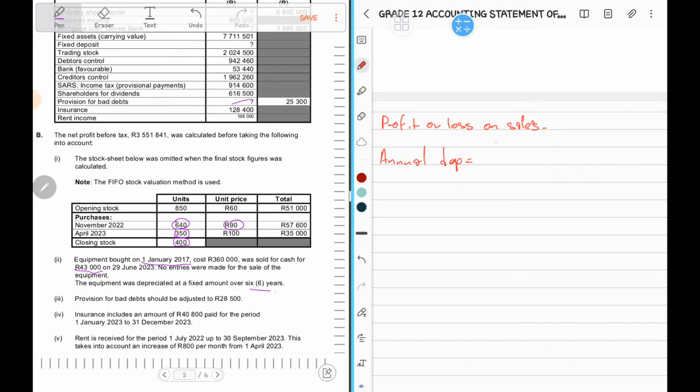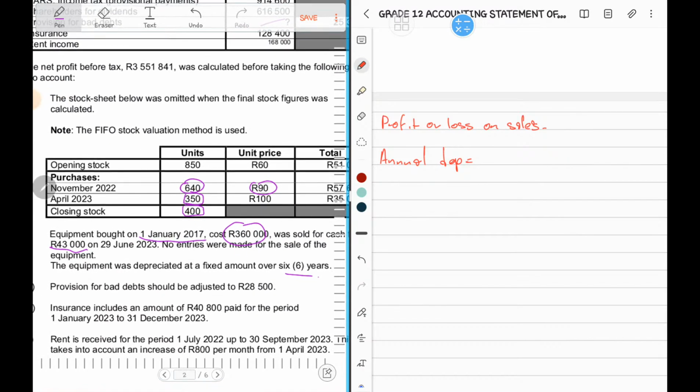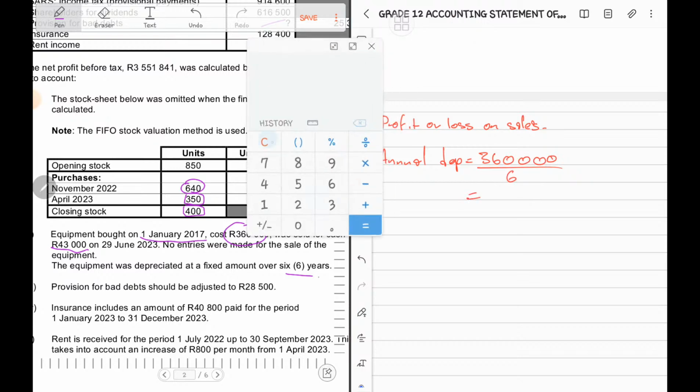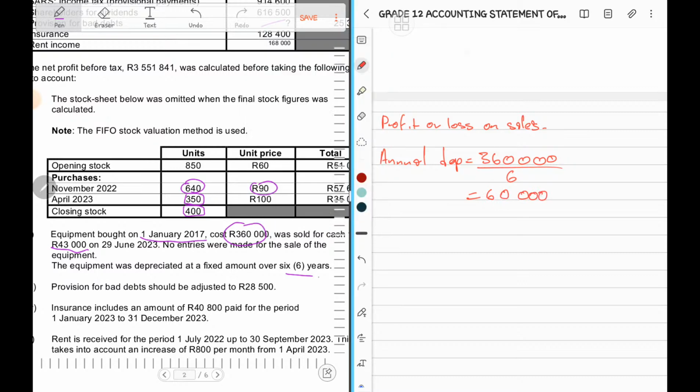To find the annual depreciation, we are going to take the cost, which is 360,000. Then we are going to divide that by 6, and that gives us how much? That gives us 60,000.